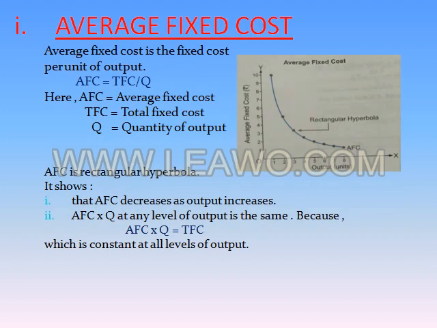Average fixed cost. Average fixed cost is the fixed cost per unit of output. AFC is equal to TFC upon Q. Here, AFC is equal to average fixed cost, TFC is equal to total fixed cost, and Q is equal to quantity of output. AFC curve slopes downward to the right. The downward slope of AFC shows that AFC decreases as output increases.